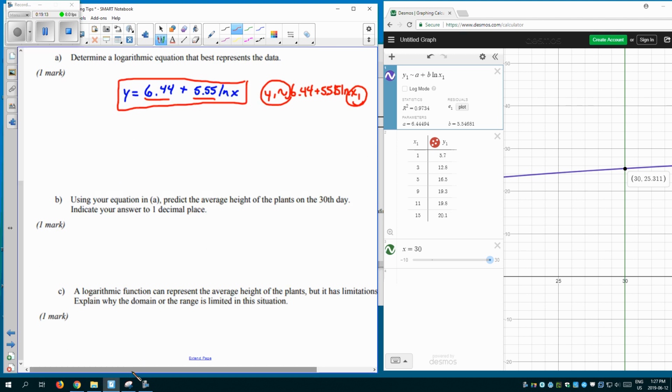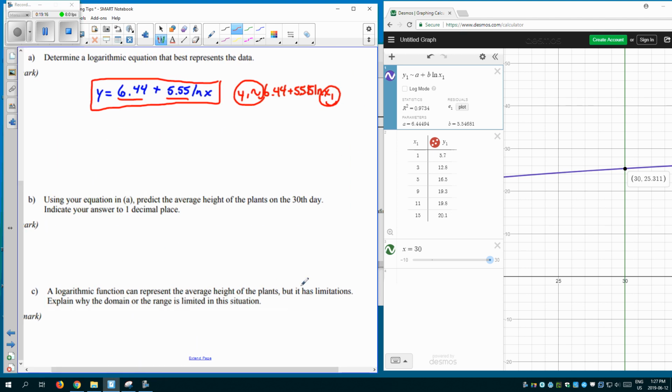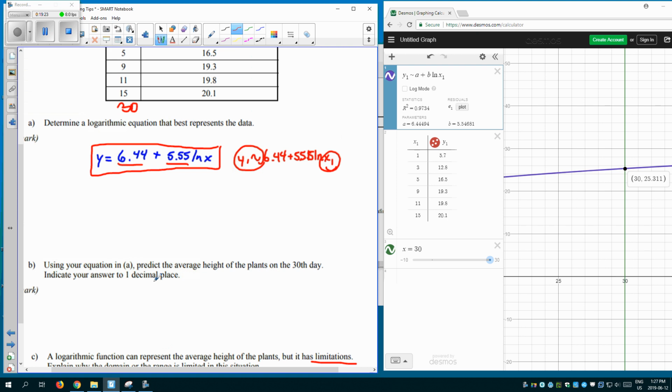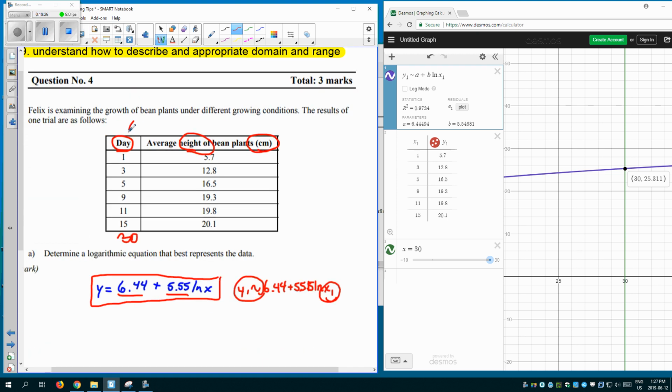The logarithmic function can represent the average height of plants, but it has limitations. Explain why the domain and range is limited in this situation. So going back here, why would the days be limited? Can you have infinite days for the growth of a bean plant? You cannot. One thing you could write down as a possible answer is the domain is restricted because the bean plants don't have an unlimited lifespan. They will eventually die.